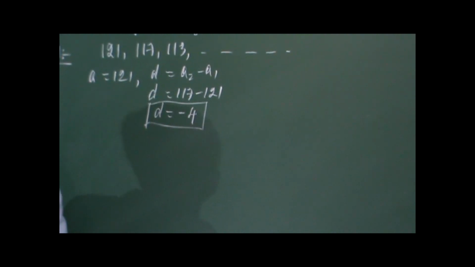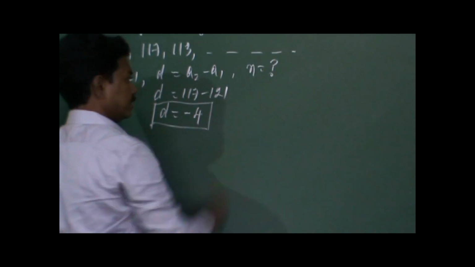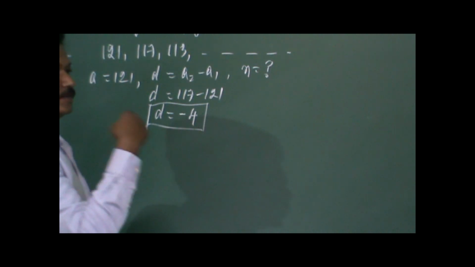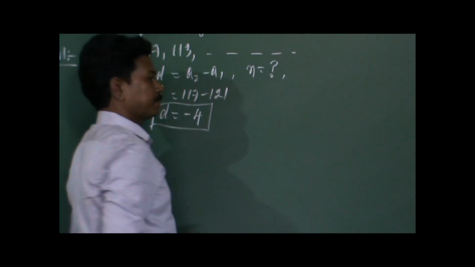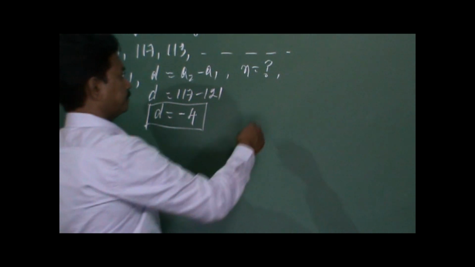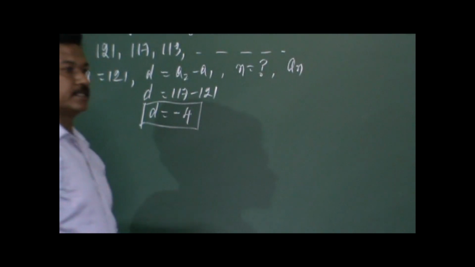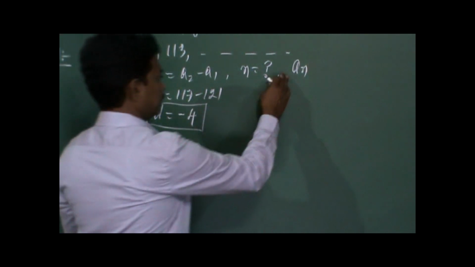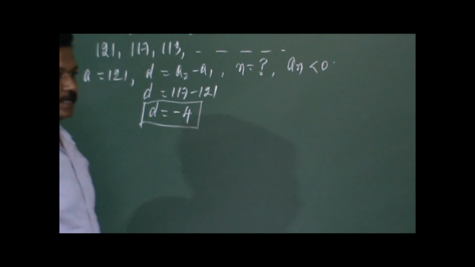So D is minus 4. Here we have to find out the value of n. Which term is the first negative number? That indicates what n is. As the first negative number is less than 0, let us consider that the first negative term is the nth term. So the nth term will be less than 0.